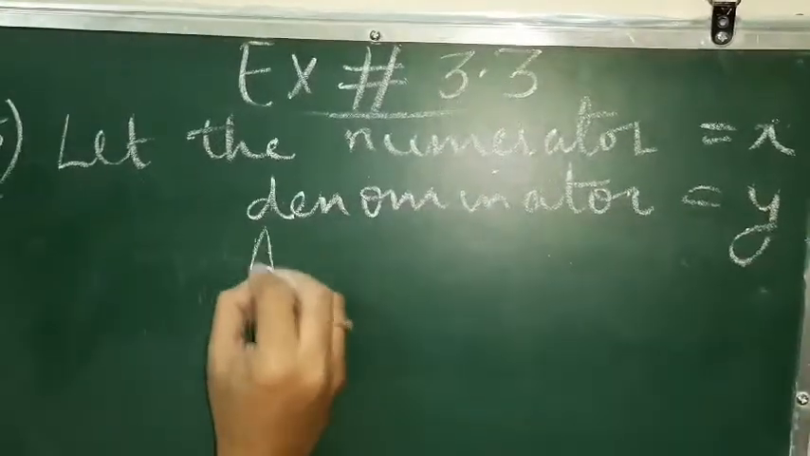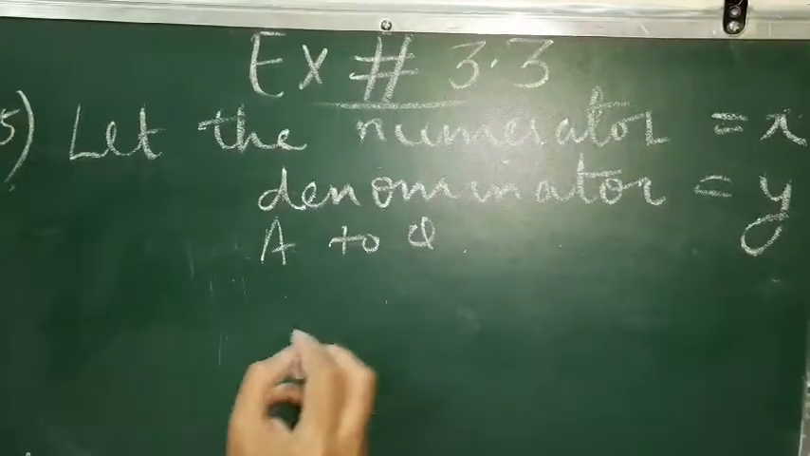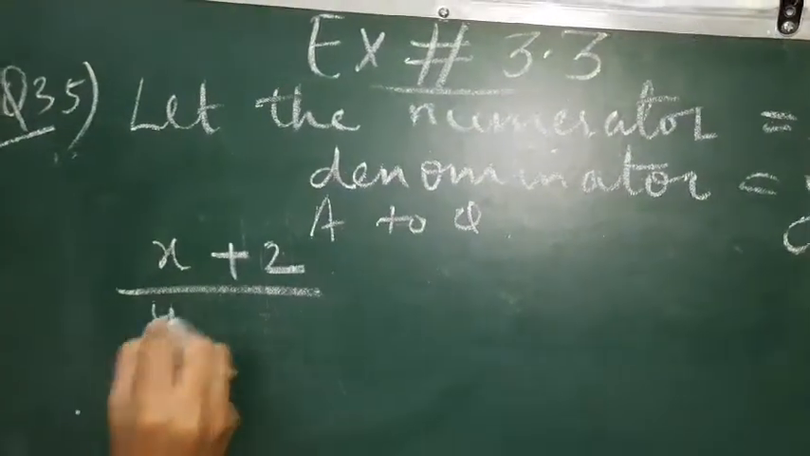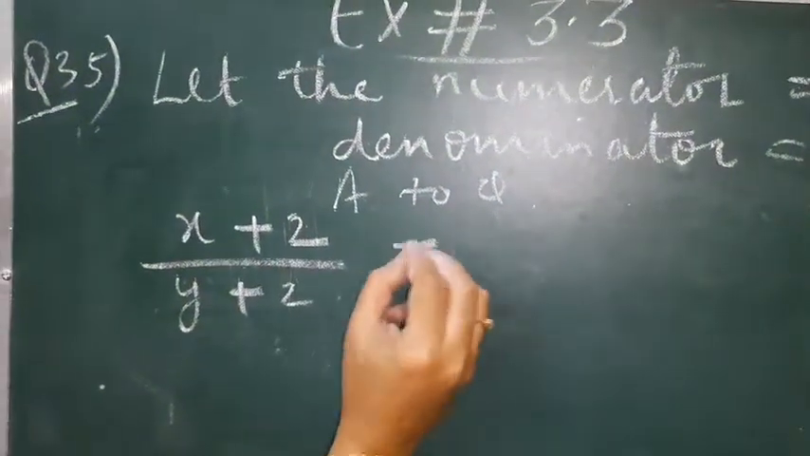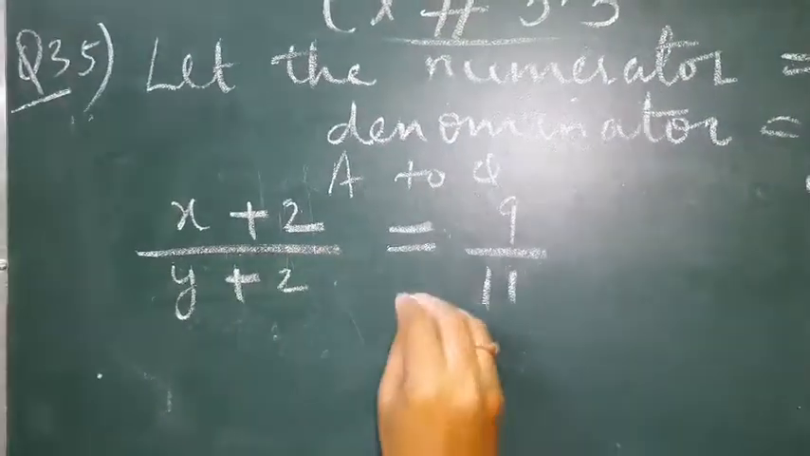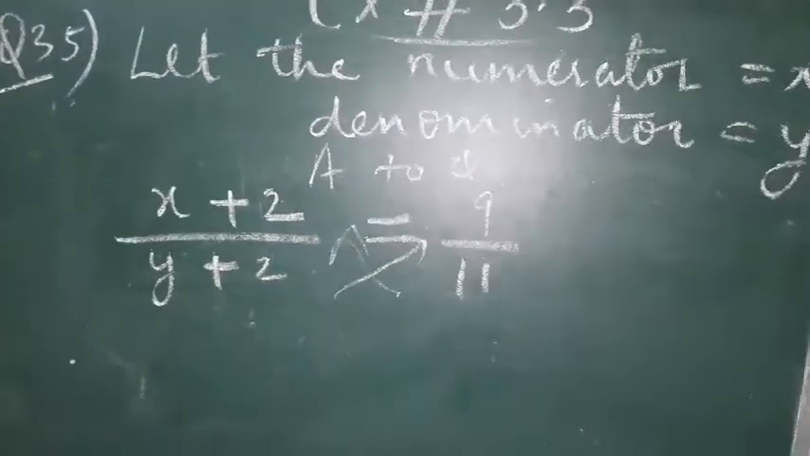Now according to the question, what is given? When 2 is added to both, that means (x + 2) upon (y + 2). We have put it in fraction. The fraction becomes 9 by 11. So first we will solve it and make an equation.